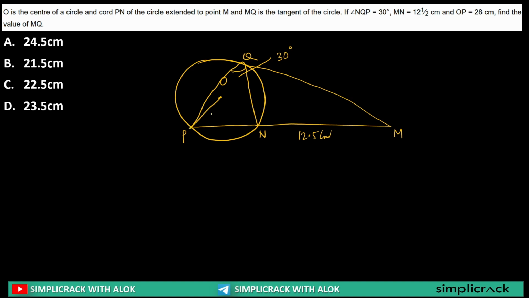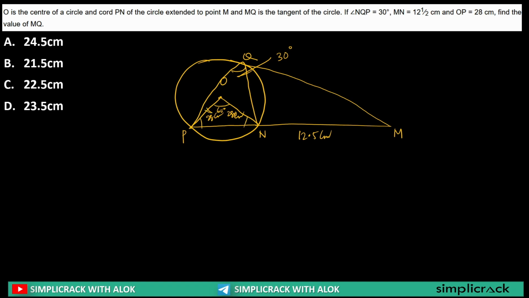OP is given, that is 28 centimeter, that is the radius is 28 centimeter. Clear? Yes sir, clear. Find out the value of MQ. Now see, if this is 30 degree, this is 60 degree, right? Yes sir, you are right. Now if this is 60 degree, then both this angle will be 60 degree.